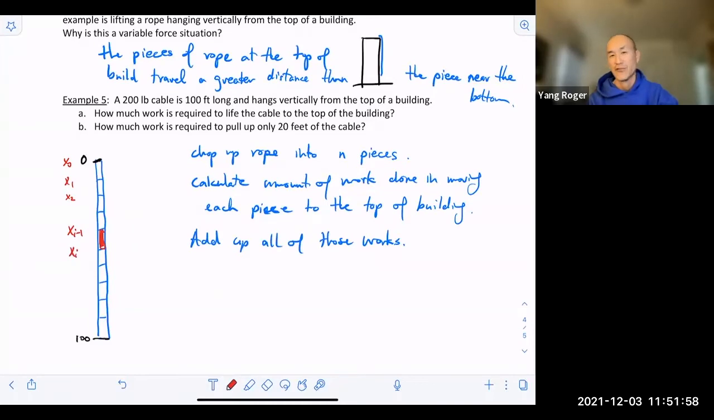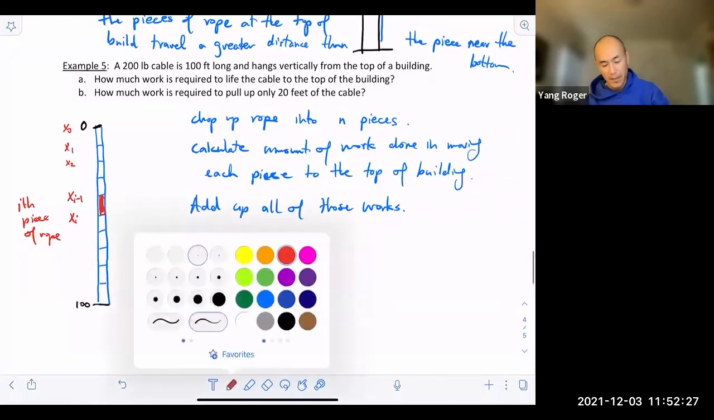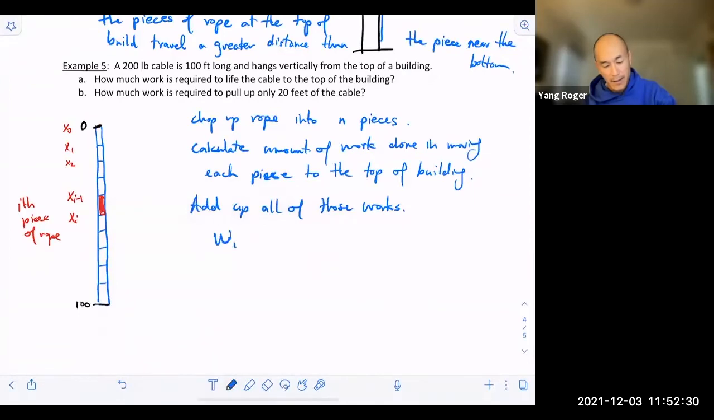So right now you should automatically be thinking we're in a Riemann sum type situation like before. Okay. And I want to talk about moving this ith piece of rope. So how do I figure out what that is going to be? I'm going to call W_i the work done in moving the ith piece of rope.